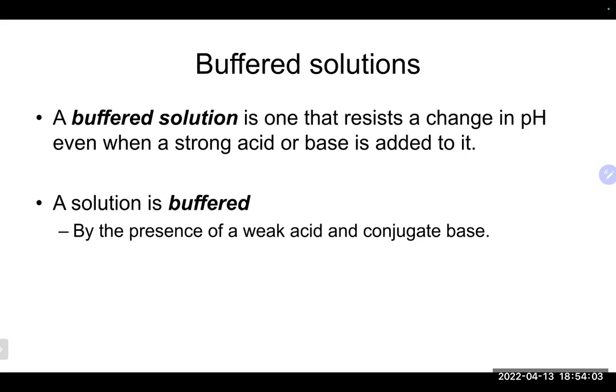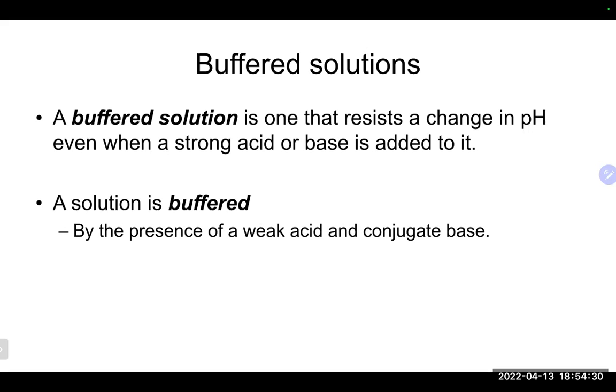A very wrong misconception about a buffer is that it is a neutral solution. It's not necessarily a neutral solution, but it can be. You could technically make a buffer at any pH you like along the pH scale. You can make an acidic buffer, a basic buffer, or a neutral buffer. Pretty much you can pick a number, do the right calculation, and make a buffer that will stay at that pH.